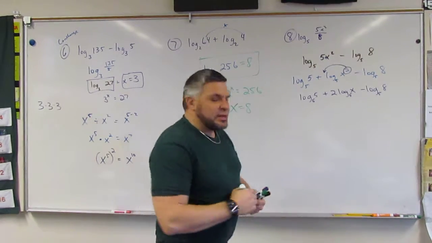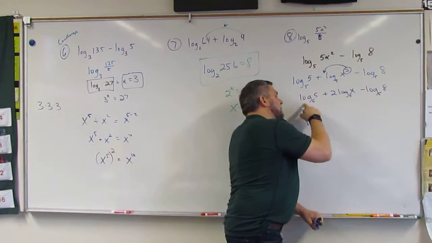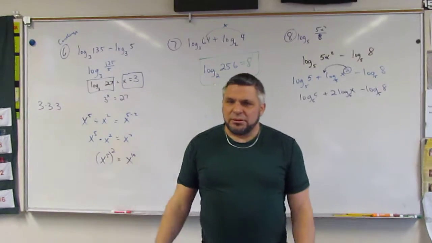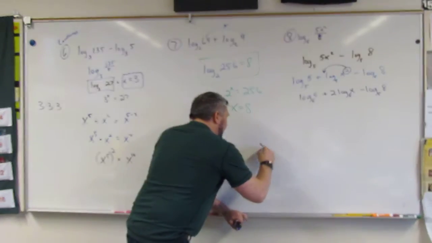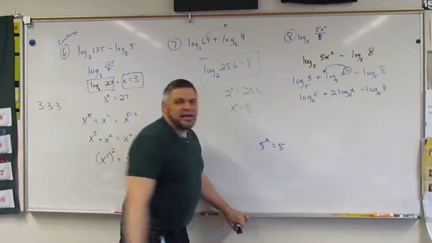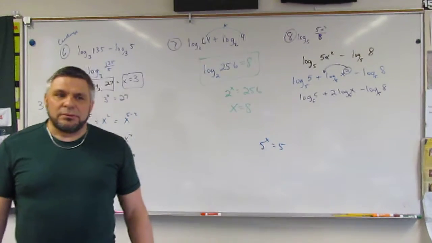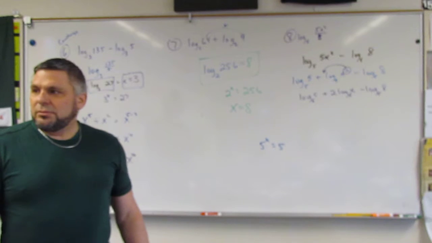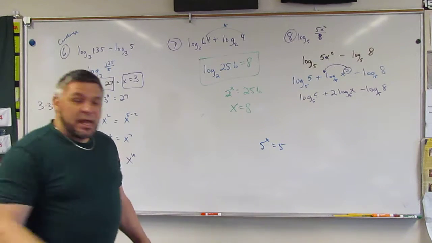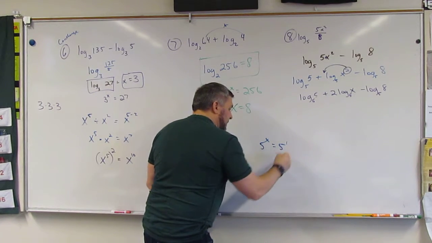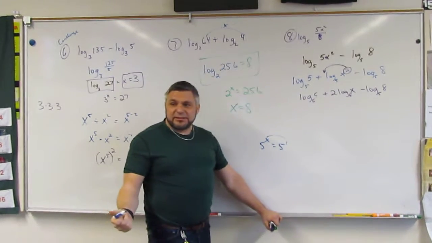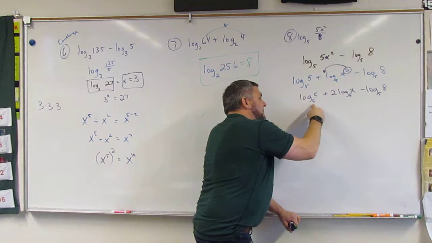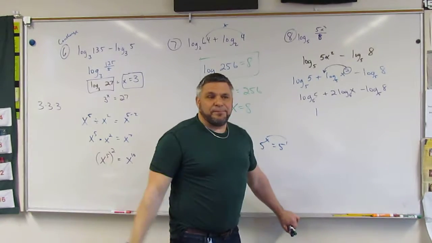Okay? Then there's one more trick. One last trick. What is log base 5 of 5? Do you remember what that was? Think. 5 to what power equals 5? 1, right? So x would have to be 1. Does that make sense? So log base 5 of 5 is 1.